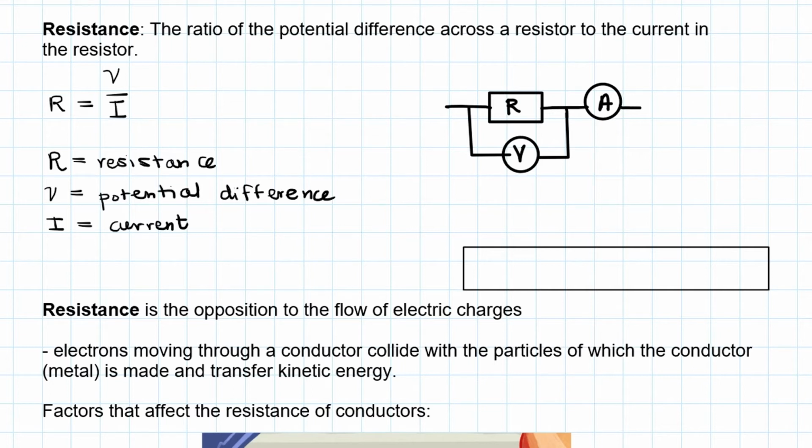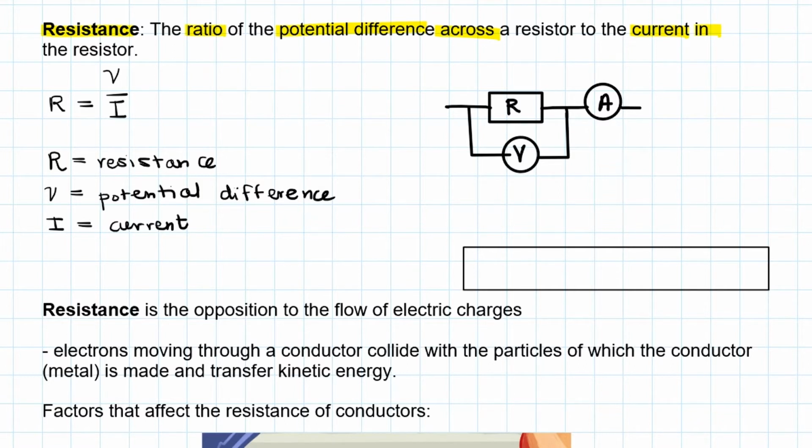In this video we will be taking a look at resistance. We say that resistance is the ratio of potential difference across a resistor to the current in the resistor. Now the use of words here is very important.